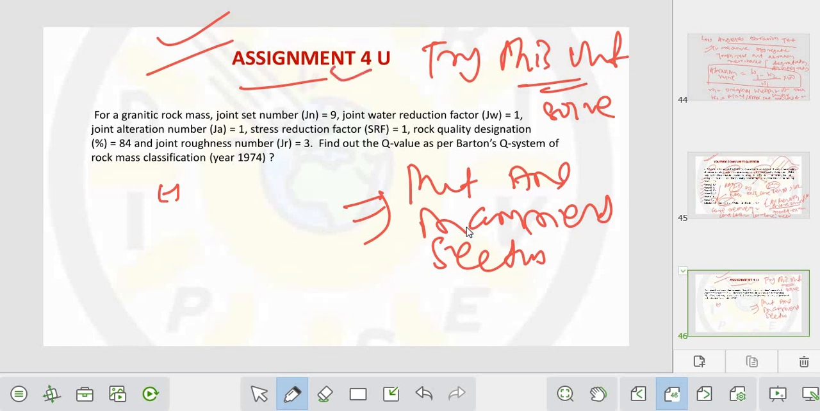Okay, so this is the assignment for you. Please write in the comment section what is the value of this particular question.